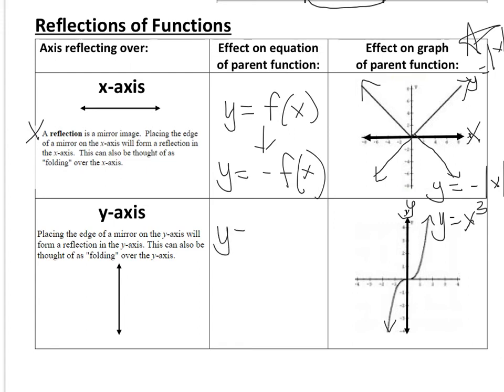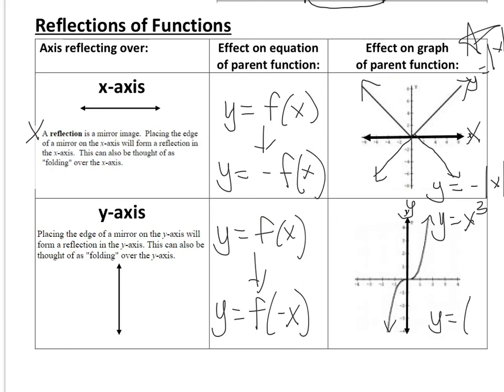You have to take the original, and to reflect over the y-axis, this is what you have to do. You have to add a negative inside the function to the x portion. So in this case, the equation would end up looking like this. And that would reflect this figure over the y-axis. So that piece would flip over and come on the left side of the y-axis, and this piece here would flip over and come on the right side of the y-axis.